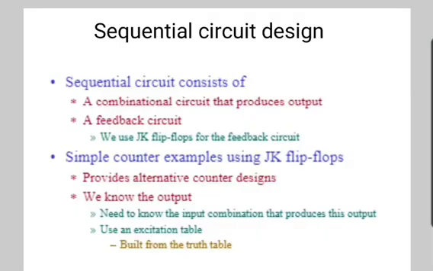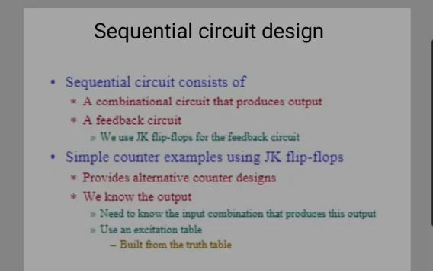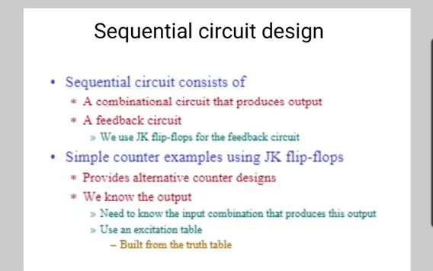So what is sequential circuit? A sequential system is a digital system where the value of the output at any time t depends on the value of the input at that time t, and on previous value of input and output. So at least one feedback is present between input and output.